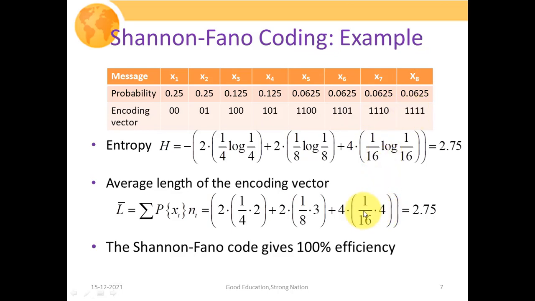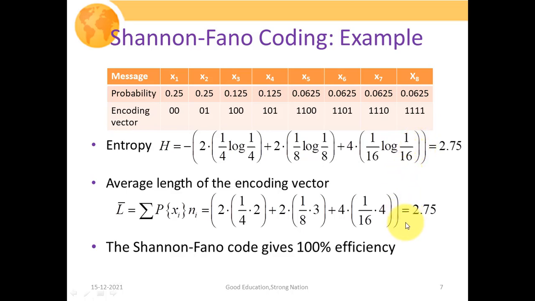So 4 number of bits. So here that turns out to be 2.75. When we have evaluated that, that turns out to be 2.75. So the average length of the encoded vector also turns out to be 2.75. So Shannon-Fano codes give us 100% efficiency. In this particular example, it has been clear that your average information and your average length are both the same.